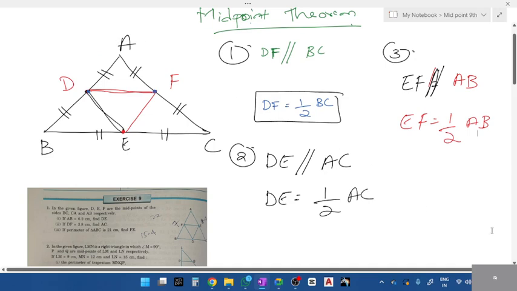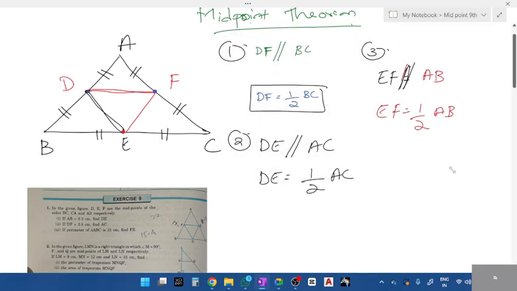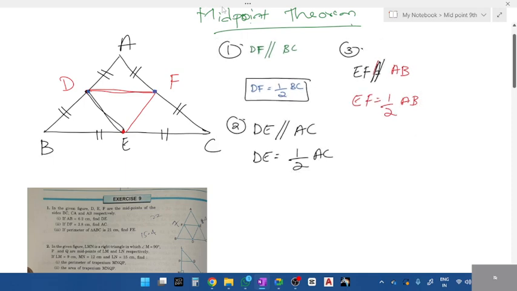This is one thing you'll have to remember. This is all about the midpoint theorem. And even the opposite of this you'll have to remember. First complete this, students. Complete it. Write it.